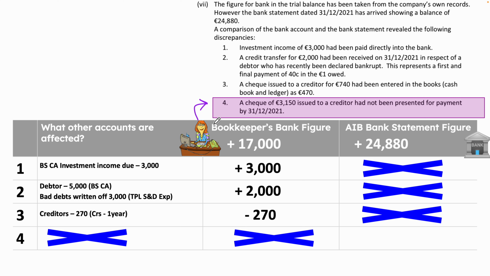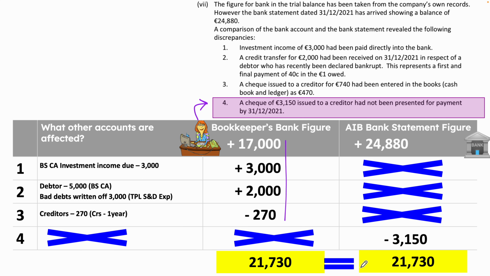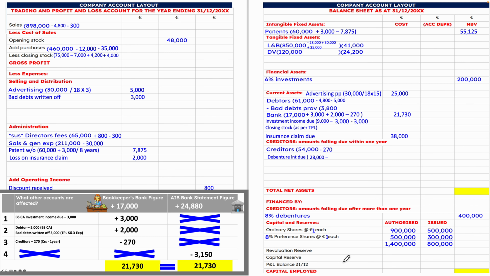So when the creditor does go into the bank and cash the cheque, the AIB bank account figure will reduce by 3,150. So minus 3,150. Now, when we tot all of these up, we should have the same figure. And we do, okay? So we know that we have done the bank adjustment right because our two figures will equal. And so the bank figure there is €21,730. So that is the bank adjustment done. We just need to fire the figures in.